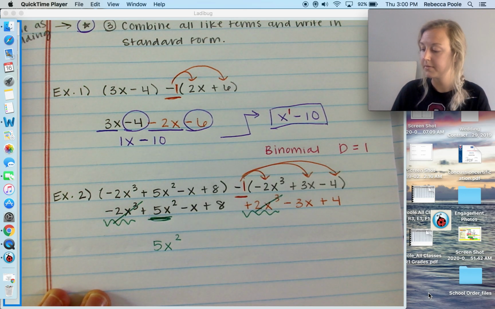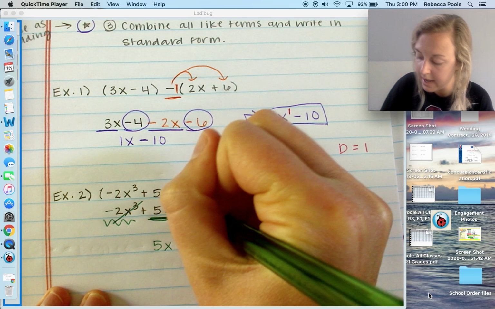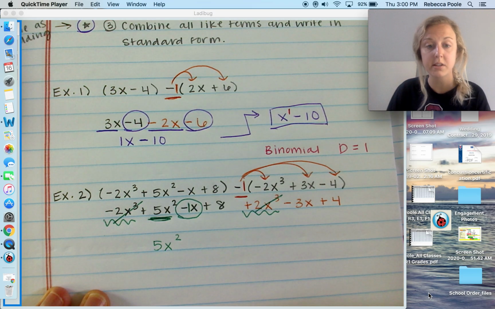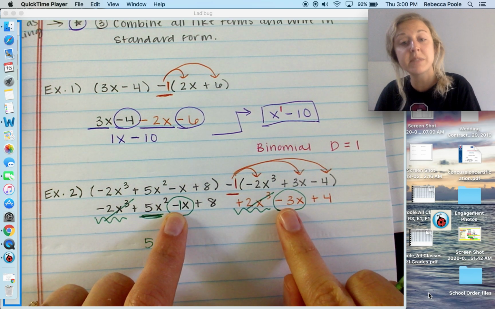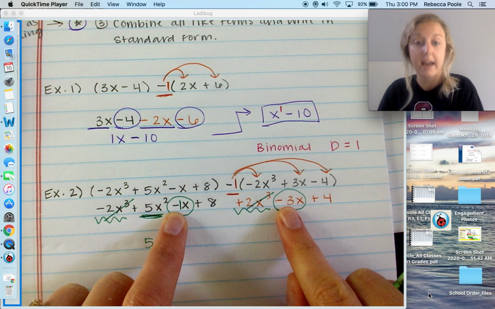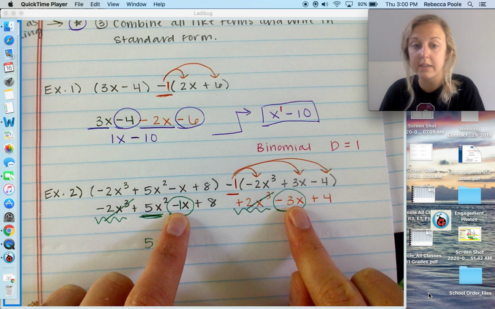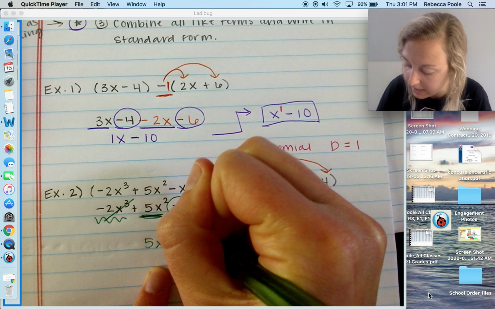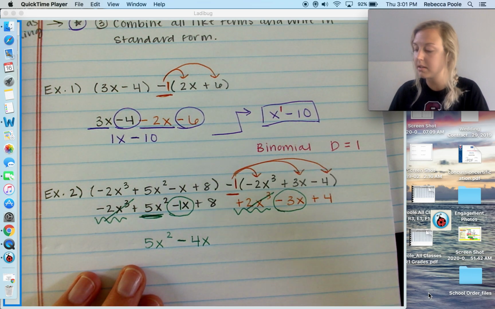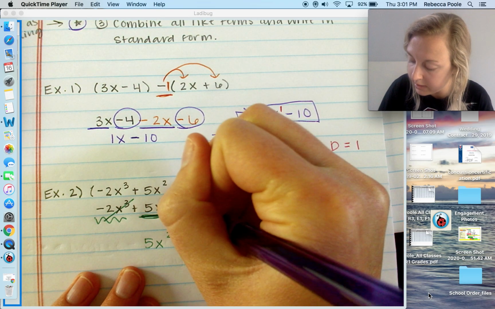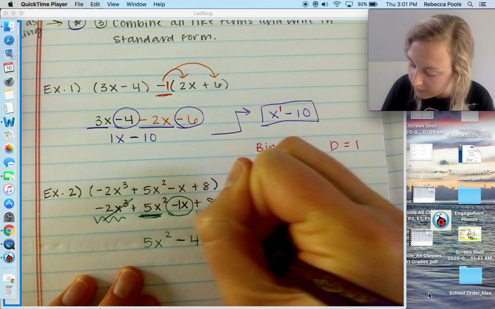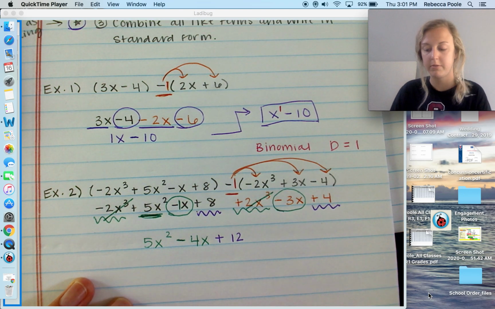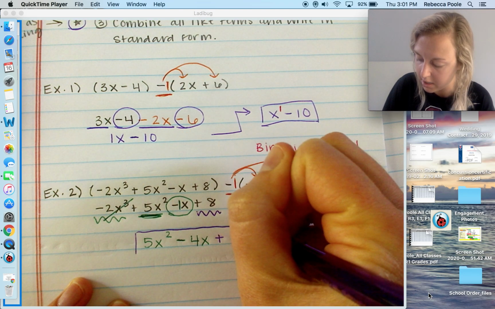Okay? Now we've got a negative understood 1x, right? And a negative 3x. They have the same sign, so I can add. 1 plus 3 gives me 4, and it should be negative, so negative 4x. And then last but not least, we've got positive 8 and positive 4, which is going to give us positive 12. So this is my answer right here.